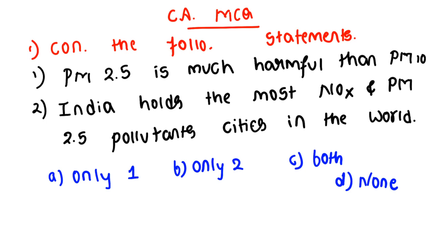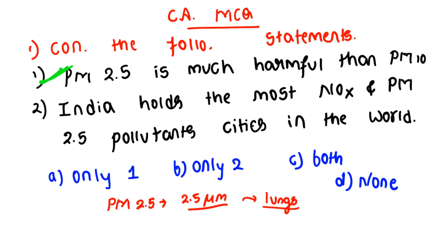So, PM 2.5 is much more harmful than PM 10. Yes, the statement is true. Why? Because we have learned the size of PM 2.5. The size of PM 2.5 is 2.5 micrometers. So it can travel into any of the spaces. It can deposit in human lungs and cause respiratory tract infections and diseases. So PM 2.5 is much more harmful than PM 10.